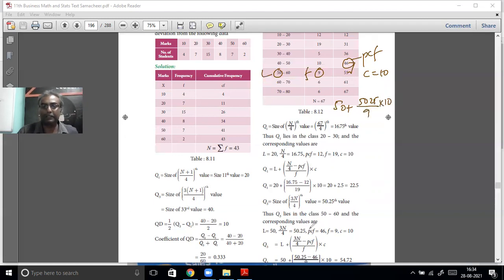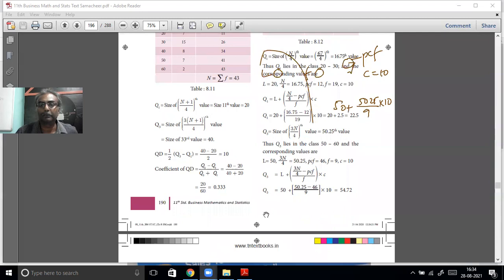Okay, that's what he has done. Okay, 50.25. Sorry, minus PCF we forgot. Minus PCF. Okay, PCF was 46. 50.25 minus PCF by f into 10. Okay, so that will be some 4.25 by 9 into 10. 4.25 you can calculate, it will get 4.72. So 50 plus 4.72 is 54.72. So you got Q3 value.